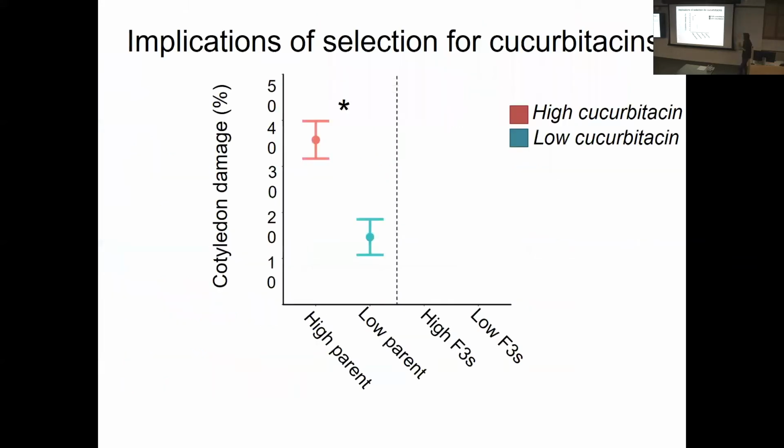So starting with cotyledons, so you can see our high parent gets a lot of, I'm sorry, I'm not sure why that's like that. Well, it's supposed to be 50 and onward.